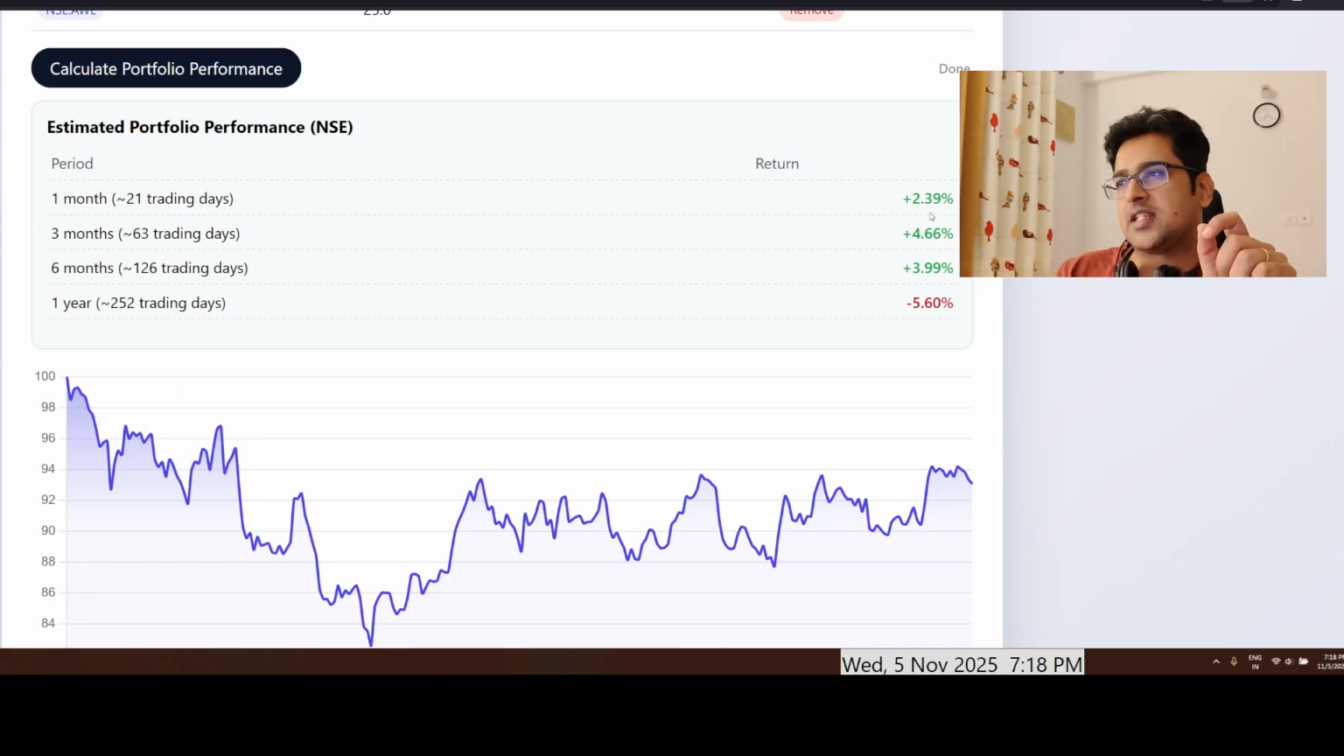Again, last 6 months, positive performance, but more flattish kind of. However, 1 year again, it's trending more on the downside. So we have minus 5.6% for the last 1 year. 6 months, which is 126 trading days, has been around 3.99%. 3 months, which is around 60 trading days, has been 4.66%. And 1 month, which is the last 21 trading days, is 2.39%. Now, some of you might ask why 21 trading days. Well, remember there are Sundays, Saturdays, and holidays also. So it will never be exactly 30 or 31 days.